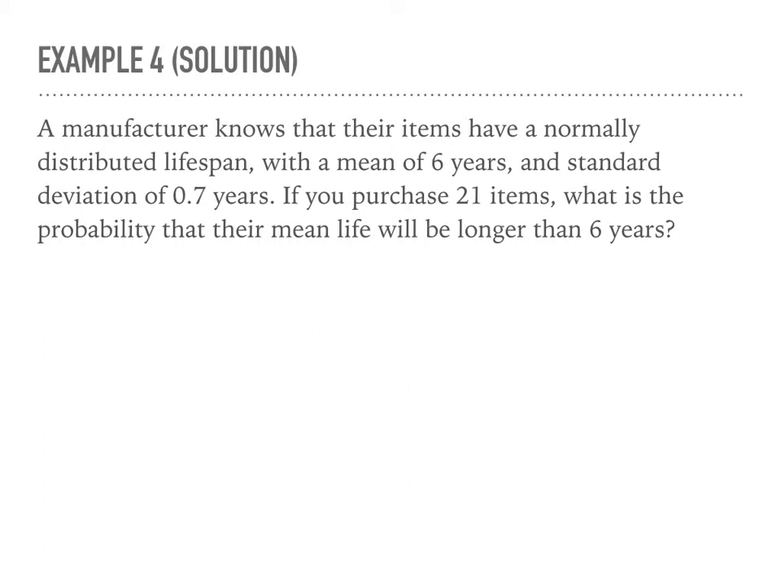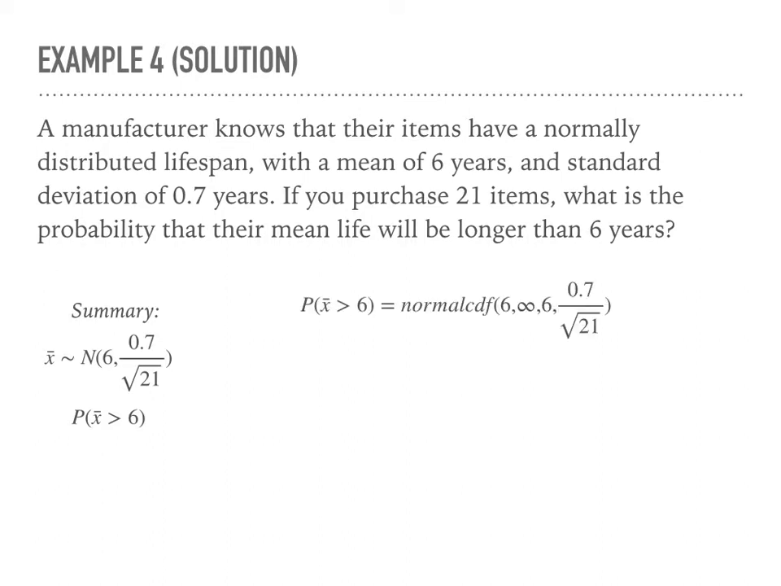A manufacturer knows that their items have a normally distributed lifespan with a mean of 6 years and a standard deviation of 0.7 years. If you purchase 21 items, what is the probability that their mean life will be longer than 6 years? Again, the sample mean is going to be approximately normally distributed. And we find that the probability that the sample mean is greater than 6 is equal to 0.5.